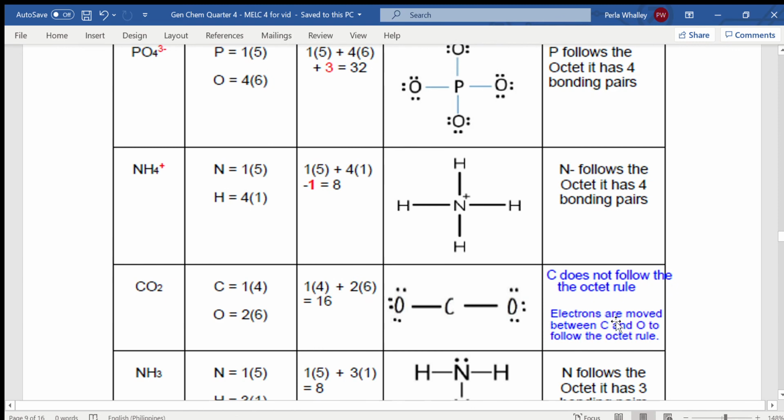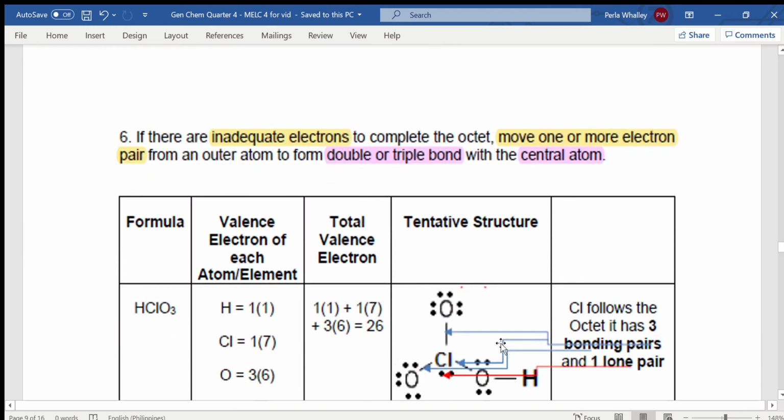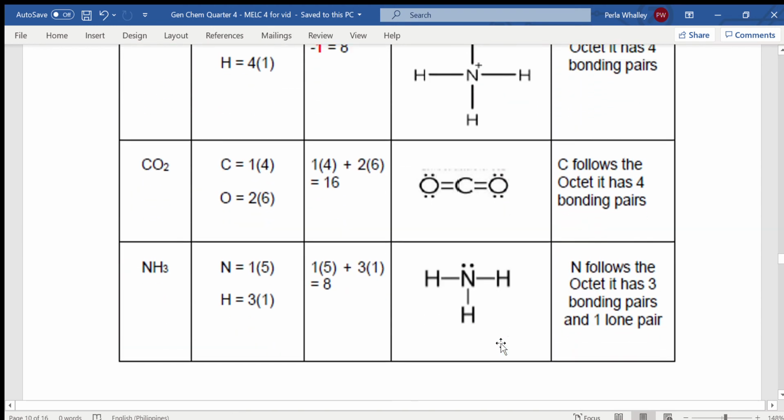Now, here, carbon does not follow the octet rule. So, if this happens, electrons are moved between the atoms. In here, it is moved between carbon and oxygen atoms to follow the octet rule. Well, check it out here. Okay?